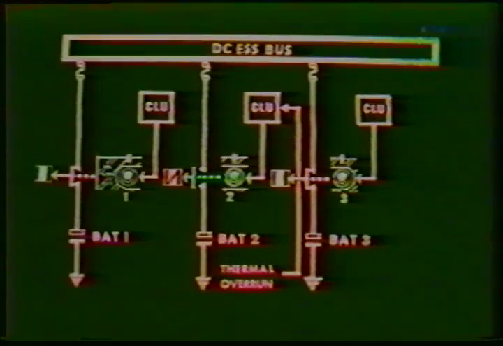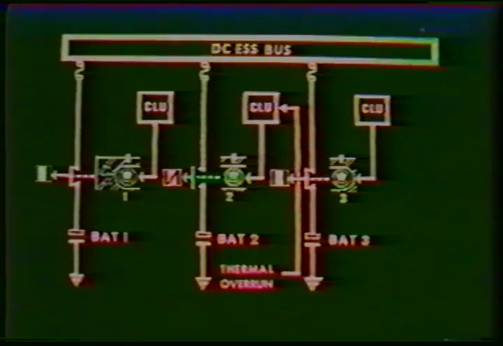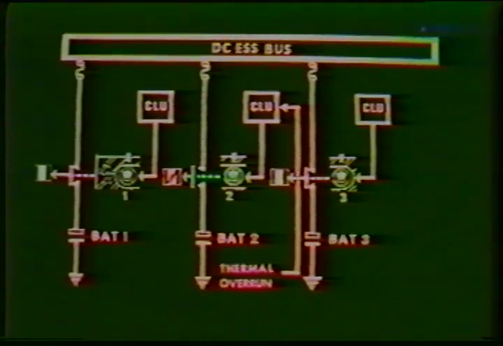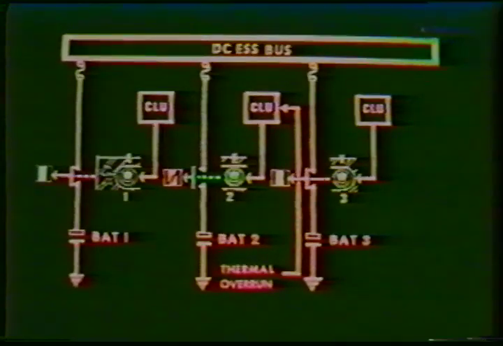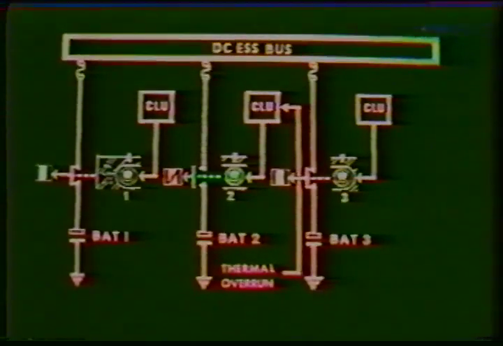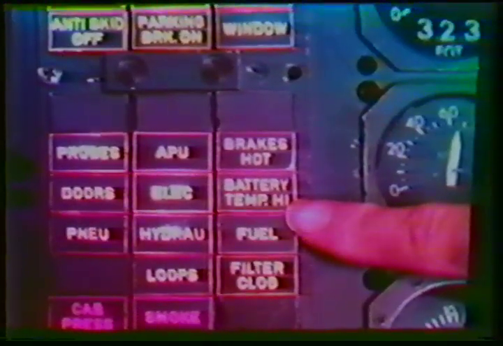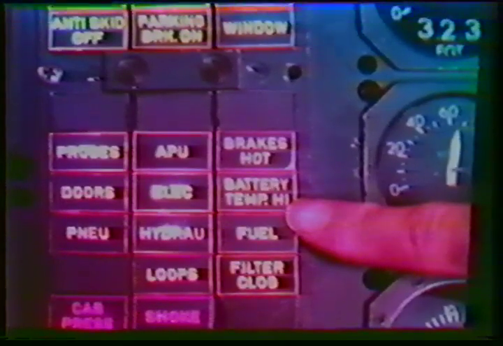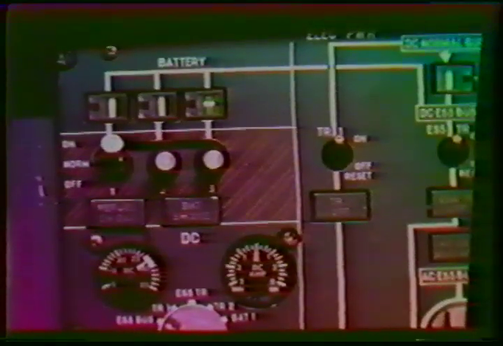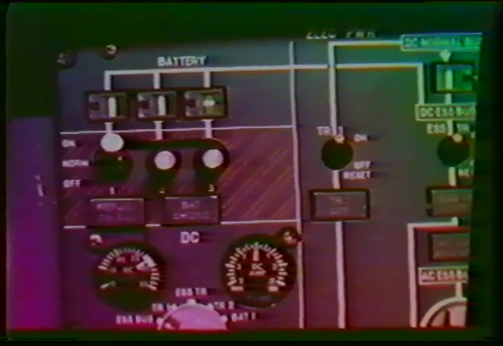These charge limiter units will also protect the batteries from an overheat condition. When an overheat condition is sensed, the charge limiter unit will automatically open the contactor, the magnetic indicator will turn amber, accompanied by a battery temp highlight on the master warning panel and a single-stroke chime. When the battery selector switches are set to the on position, the respective battery contactor is closed and the charge limit unit is inhibited. All protection is lost.